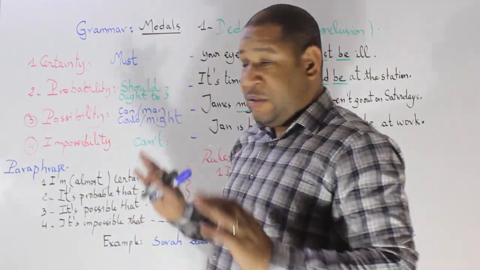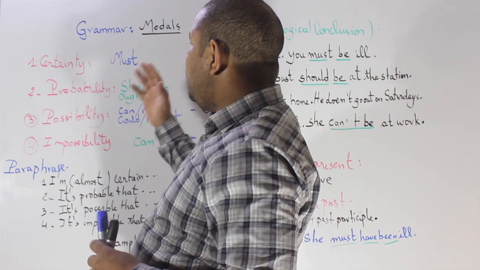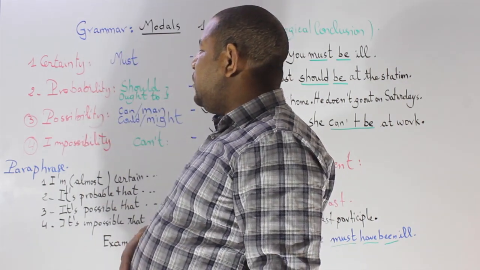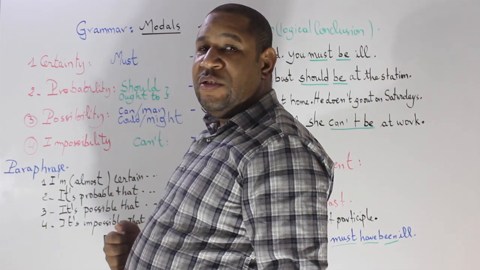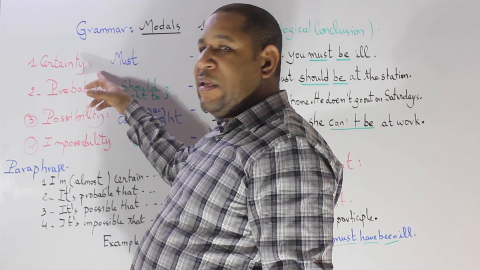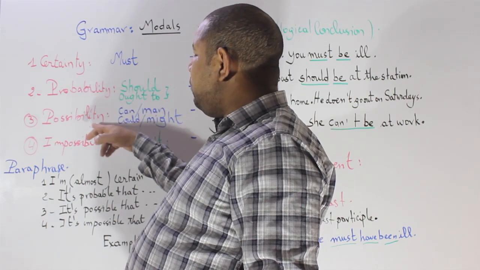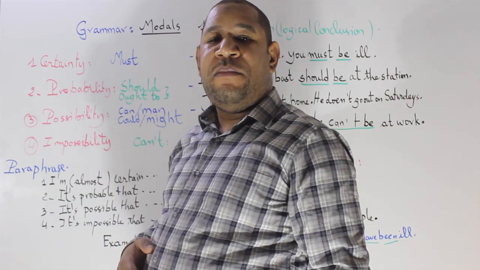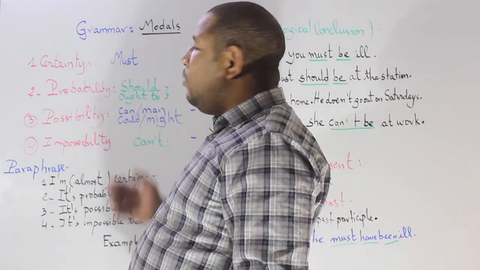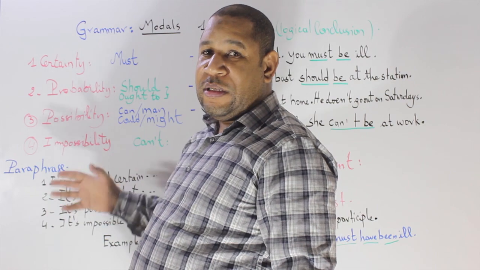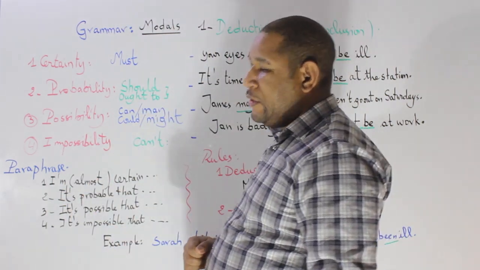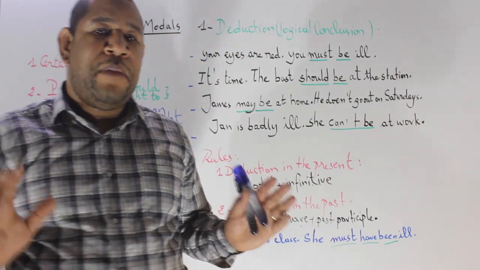So let's look at the types that we are going to use. Today we are going to look at different types of deductions, things that we predict, etc. We have certainty, that's number one, probability, possibility, and then we have impossibility. We are going to look at each modal and how we use them in this type, okay? So first, we start with certainty, and we have the modal must.